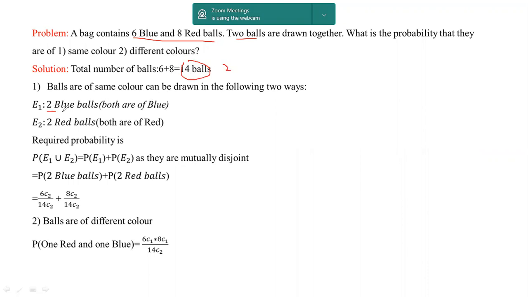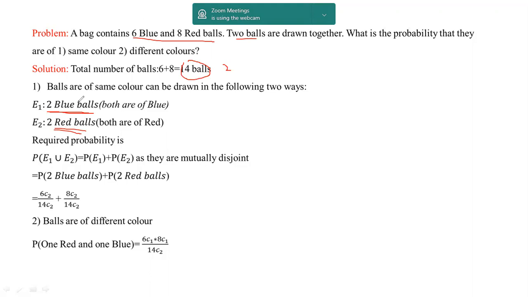So in event 1, two blue balls. In event 2, two red balls. This is the solution for getting two balls of the same color. Two balls of the same color is nothing but either both balls came from the blue or from the red. So event 1, I am considering two balls drawn from the blue, and event 2, two balls drawn from the red. So probability of E1 union E2 is equal to probability of E1 plus probability of E2.